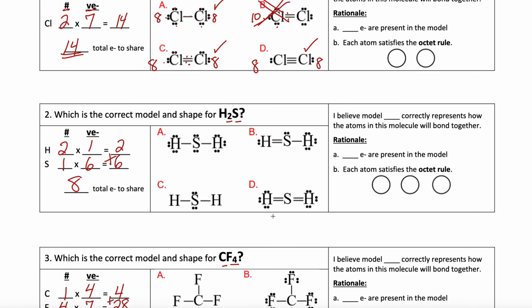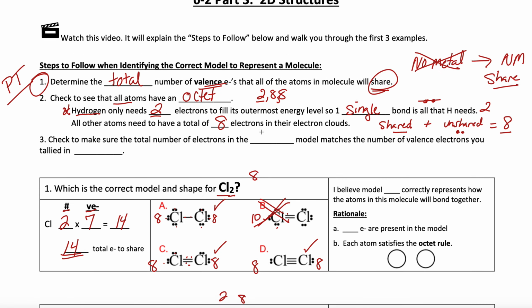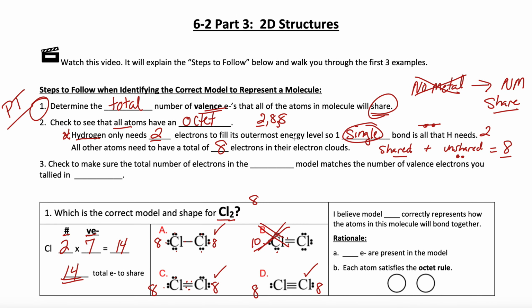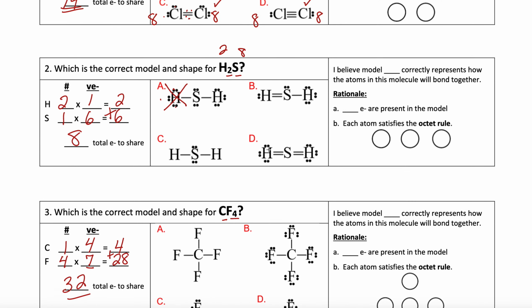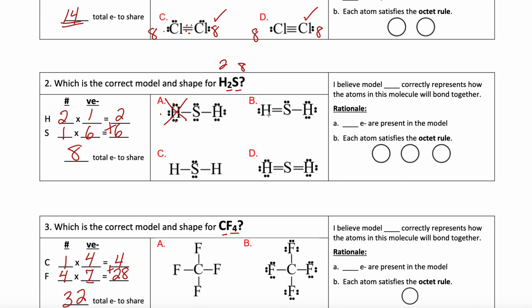Now let's look at the next one. Here are some hydrogens. Remember, hydrogen can only have 2. Sulfur is not a hydrogen, so that means it has to have 8. So letter A we could rule out right away because hydrogen has 8 electrons: 2, 4, 6, 8. That's wrong. Hydrogen can only have 2, which we said is just a single bond. So if you ever see hydrogen with anything but a single bond, it's wrong.